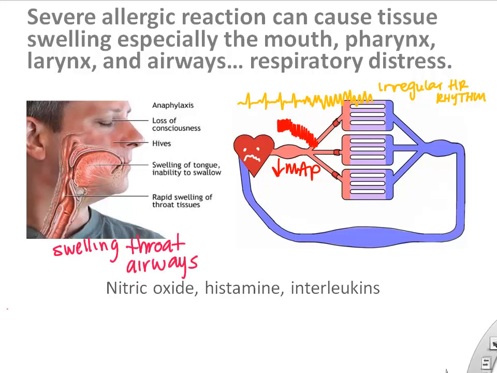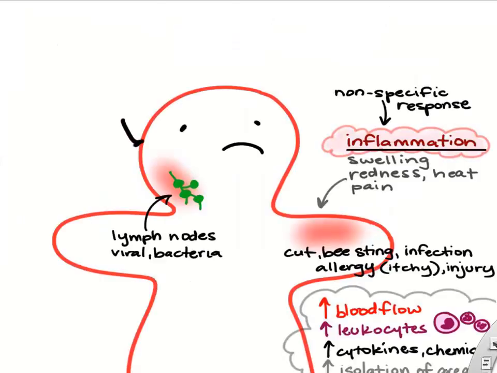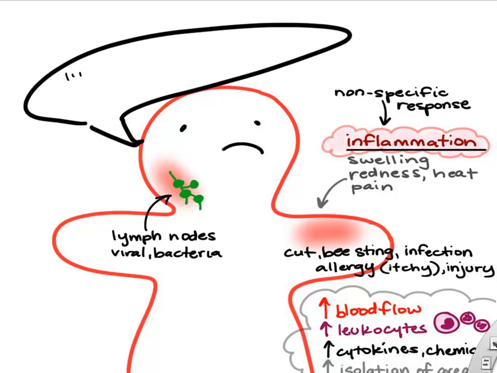In order to counteract all these different changes in your body, one of the things you can use is an EpiPen, which delivers a dose of epinephrine to your body, which hopefully counteracts the drop in blood pressure and opens up your airways as well to help save you.